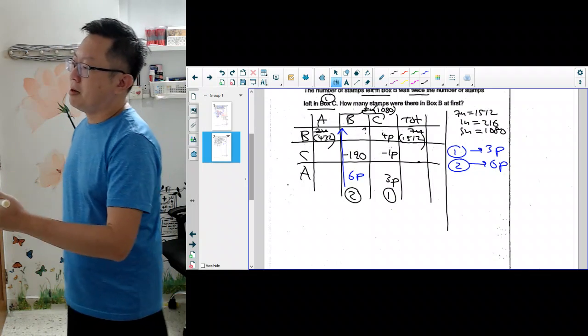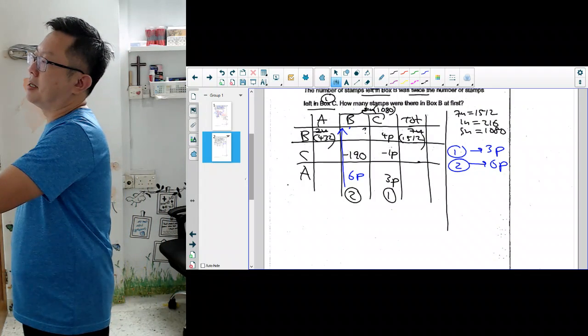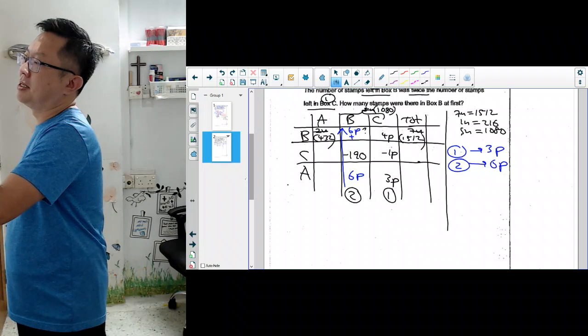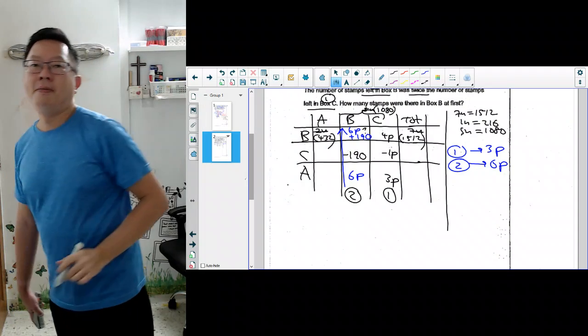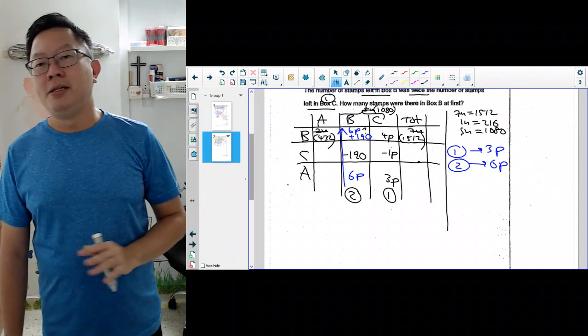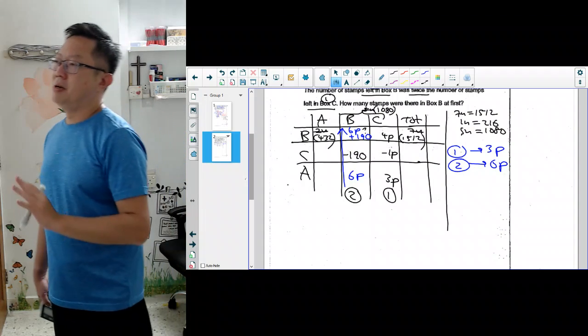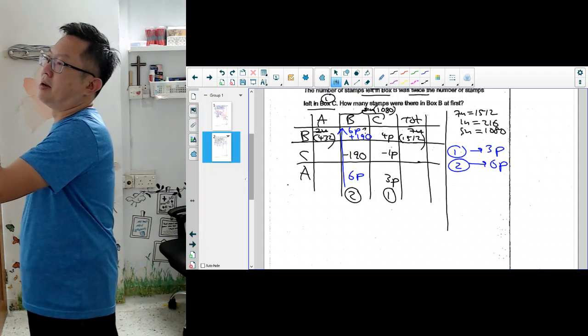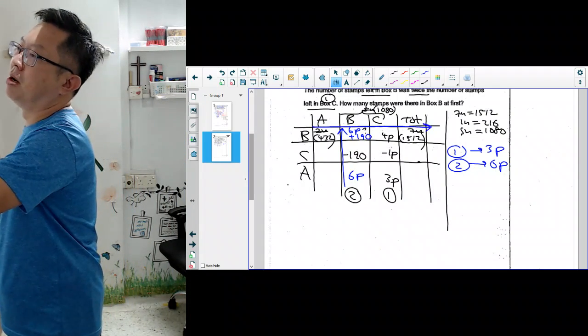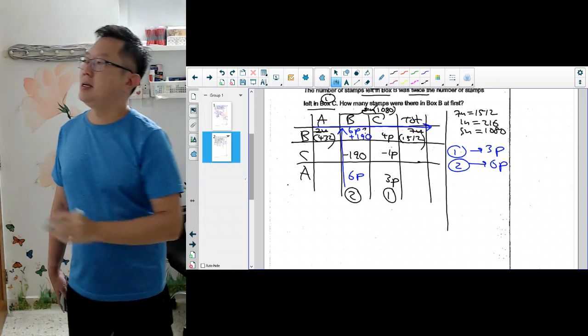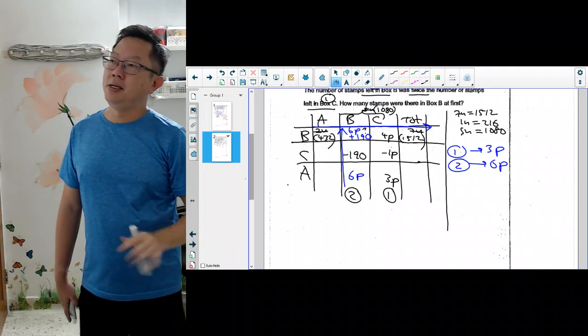When you work backwards, what happens? The minus becomes plus. So you have 6 parts plus 190. Then how else can the table move? The table can move left to right, which is the normal way. Left to right means box A plus B plus C equals total.